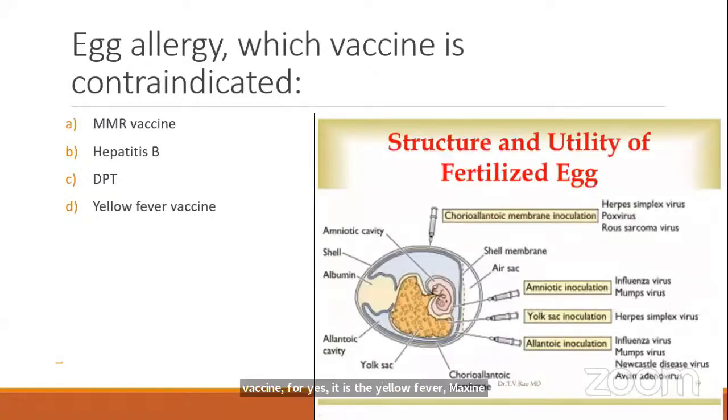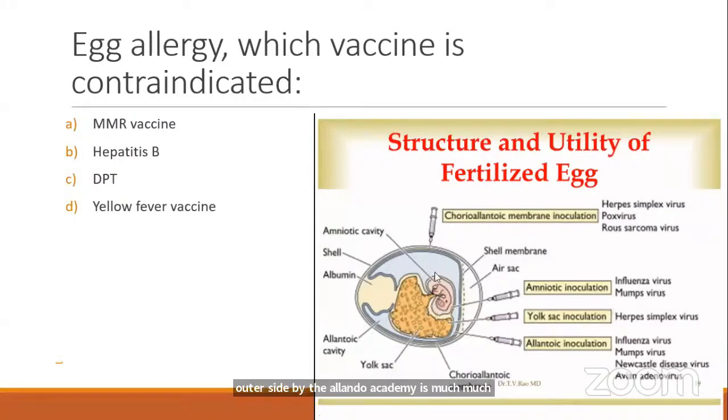Here I will discuss what is actually happening in egg inoculation. Whenever you see a fertilized egg, you can appreciate the different layers of the egg. This is the air sac where the respiratory air exchange occurs. This is the amniotic cavity, just like in our embryo. The amniotic cavity is covered on the outer side by the allantoic cavity, which is much larger in size, and there is the yolk sac.